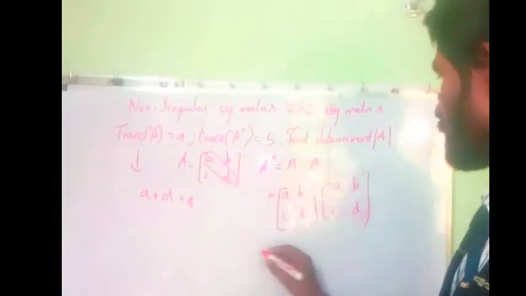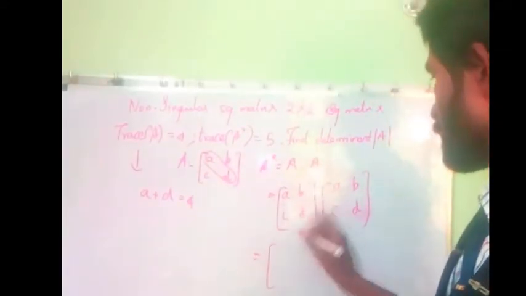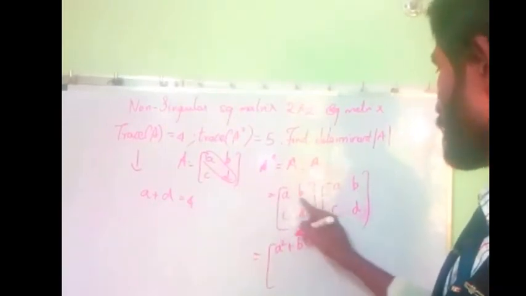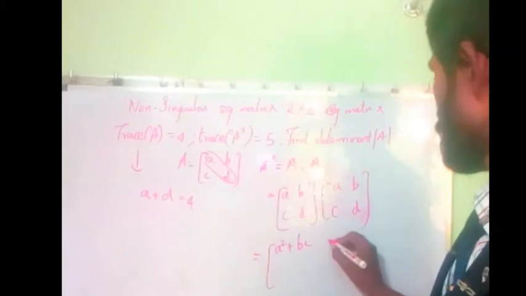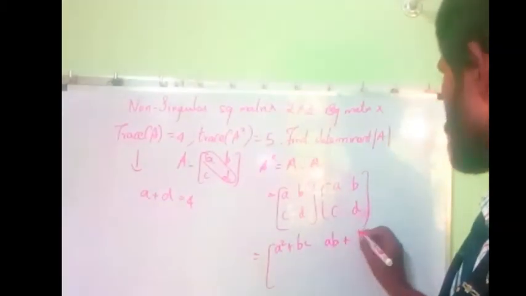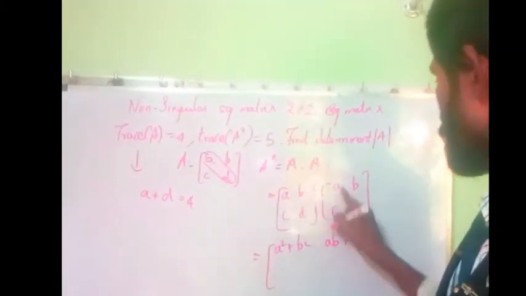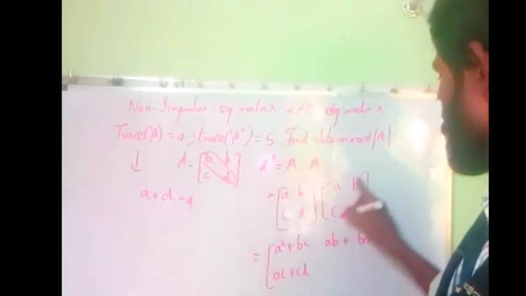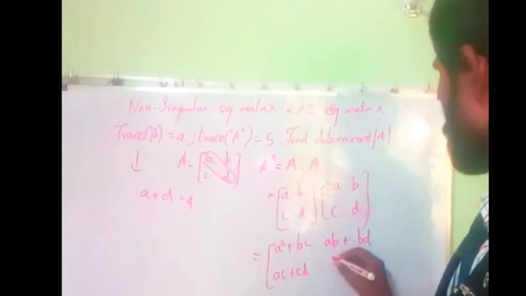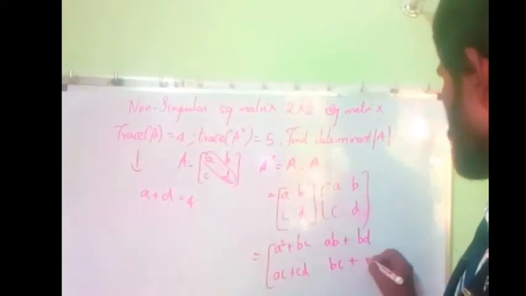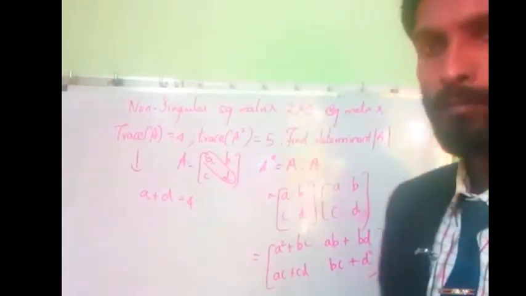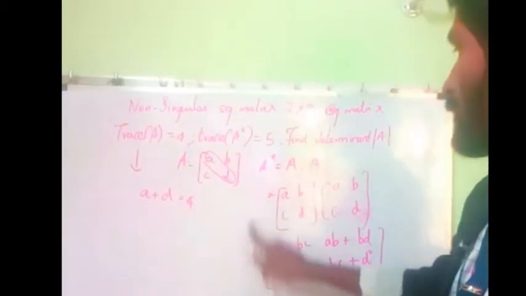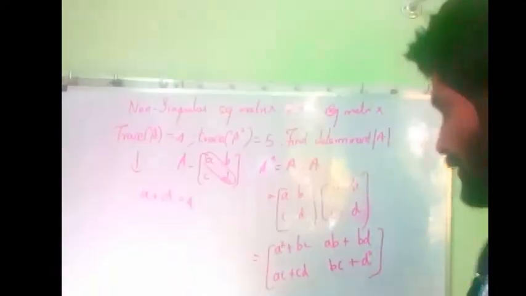First row, first column: a square plus bc. First row, second column: ab plus bd. Second row, first column: ac plus cd. Second row, second column: bc plus d square. This is the square matrix, and this is the final answer for A square.